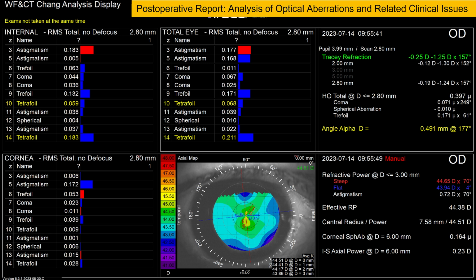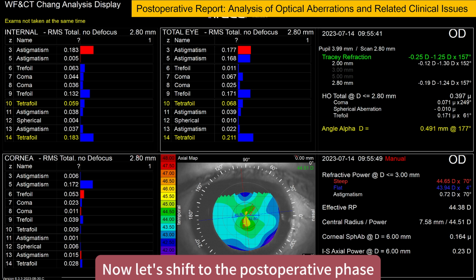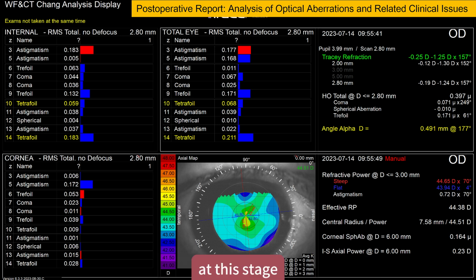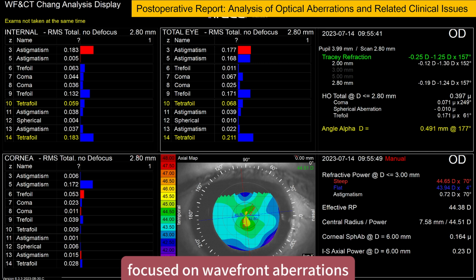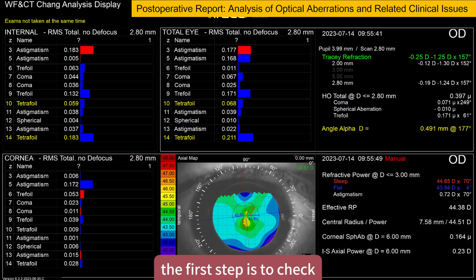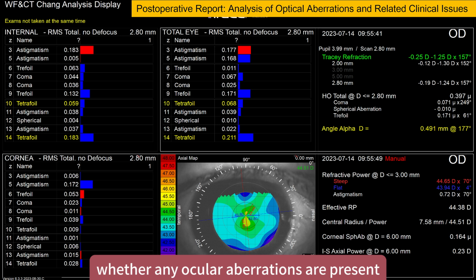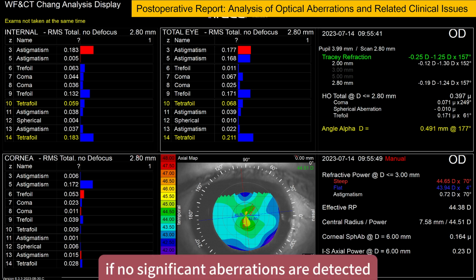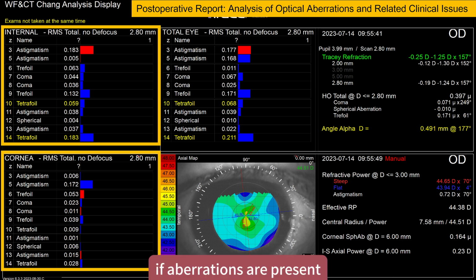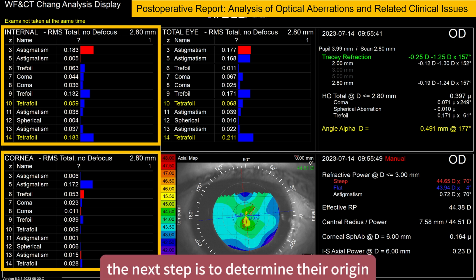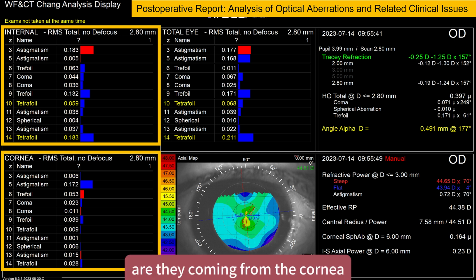Postoperative report: analyzing aberrations and clinical sources. Now let's shift to the postoperative phase. At this stage, we primarily analyze a single report focused on wavefront aberrations. The first step is to check whether any ocular aberrations are present. If no significant aberrations are detected, the patient's visual quality is likely very good. If aberrations are present, the next step is to determine their origin. Are they coming from the cornea, or from within the eye itself?